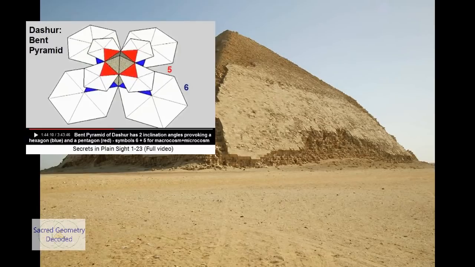The explanation, again, given is that they were worried about a collapse, that's why they changed the angle, or the pharaoh died, they wanted to finish it quicker. That's the reason for the change in angle. Again, an extraordinary coincidence that these angles just happen to create this so important 2-dimensional and 3-dimensional geometry.